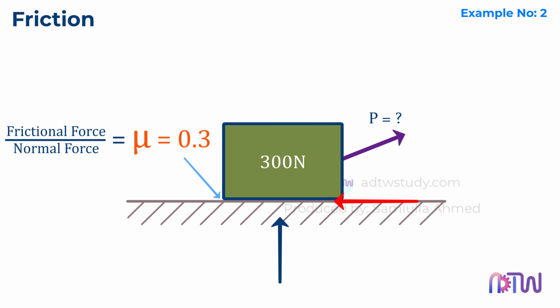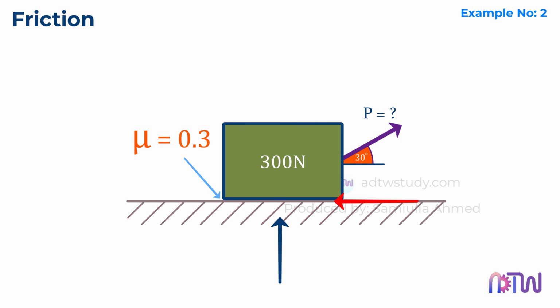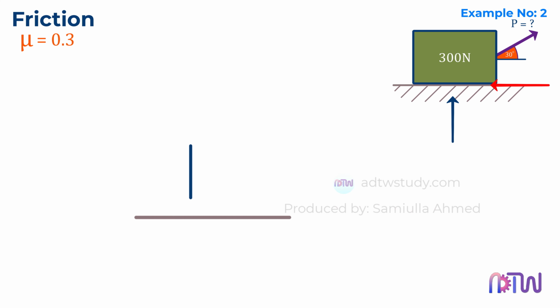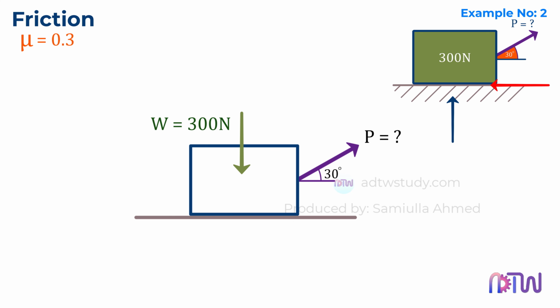In this example, force P is acting at an angle of 30 degrees to pull this box. Our task is to find the value of force P to move this box. Before solving, we will draw a free body diagram. The free body diagram is just a simpler way of representing the forces acting on a body for calculation purposes. Let's see how to calculate the value of force P. The key idea is that the summation of all the horizontal and vertical forces should be 0. By doing this, we get the value of force P.